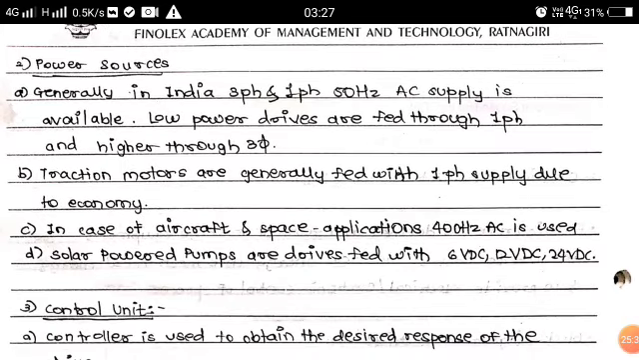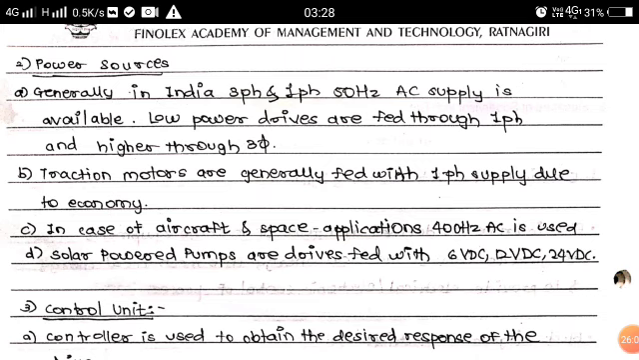Okay, then there are power sources. So in India we have three phase AC and single phase AC. So that could be the power. Accordingly there could be voltage levels and current levels, or power levels, we can say. So we know that low power drives are fed through single phase and higher power through three phase. So in our house there is a single phase supply available.